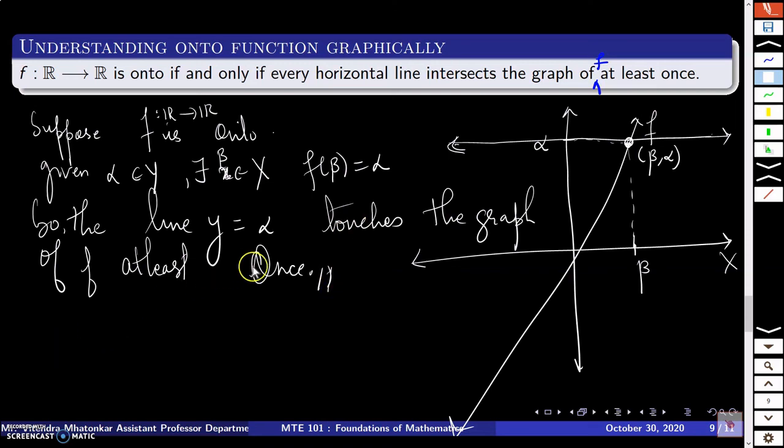Okay, so I will wind up this session here. In the next session, I will talk about bijective functions.